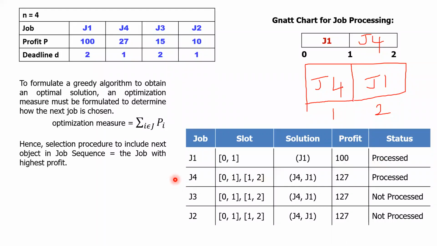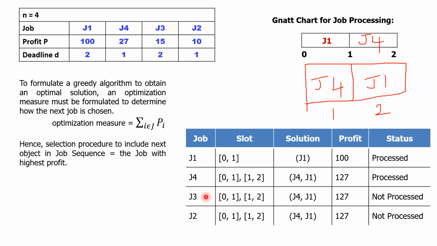Then step 2, again, among the remaining jobs, I'll select the job which gives me the highest profit. So I'm going to select J4. The time slots are 0 to 1 and 1 to 2. The order of processing the jobs is J4, then J1. The total profit earned till now is 127, 100 plus 27. And the status of J4 is processed. Now I'll try to fit some more jobs. Can I complete some more jobs?